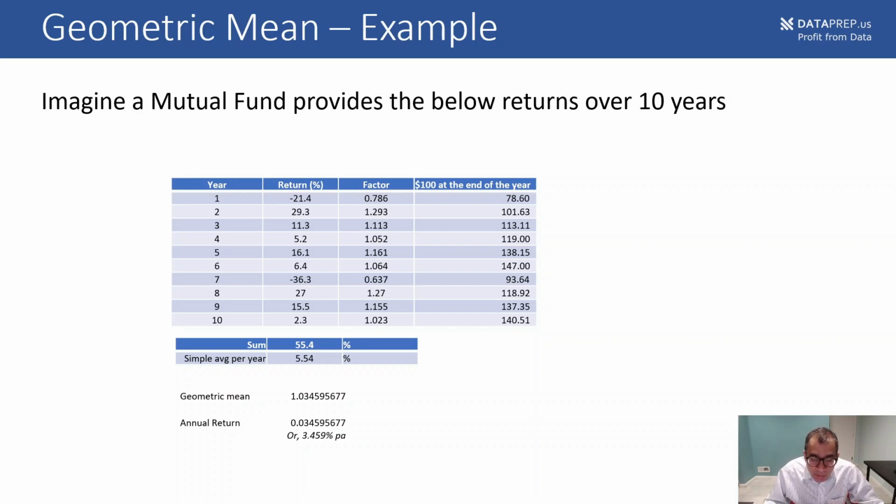3.45%. And you can verify that by multiplying your $100 by 1.0345 to the power of 10, and you get $140, which is here. And this is the same as this that you are left with here.